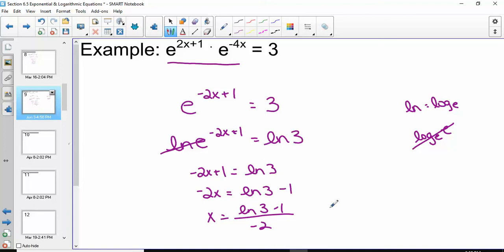Again, if you do the calculator, parentheses around the 3, parentheses around the entire numerator. And we should get a negative 0.0493.